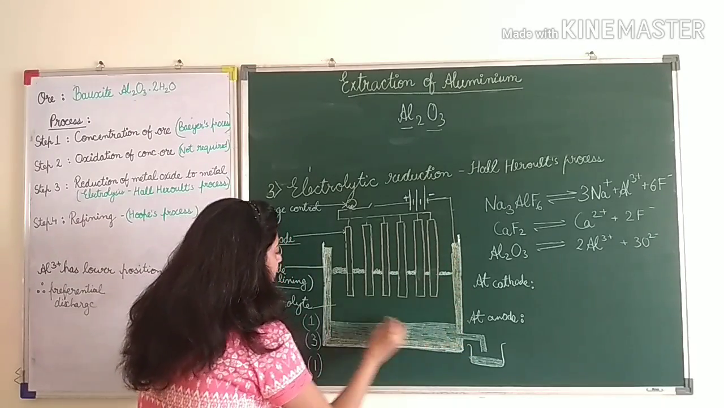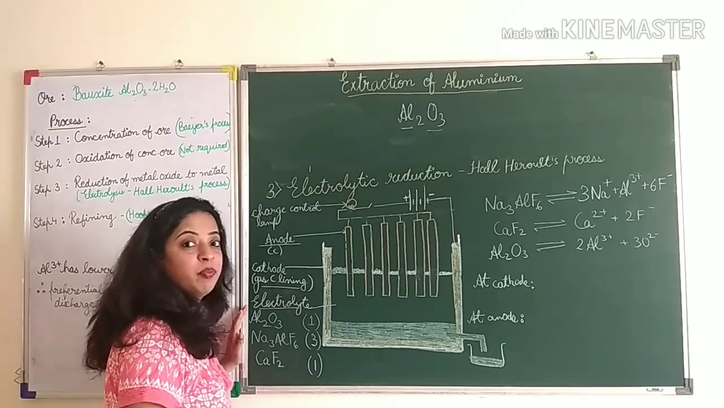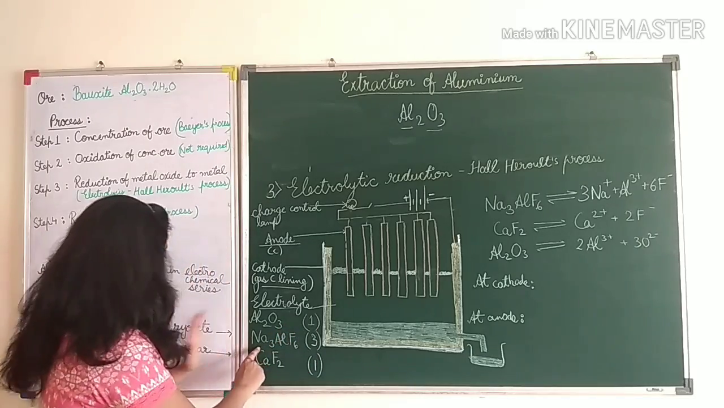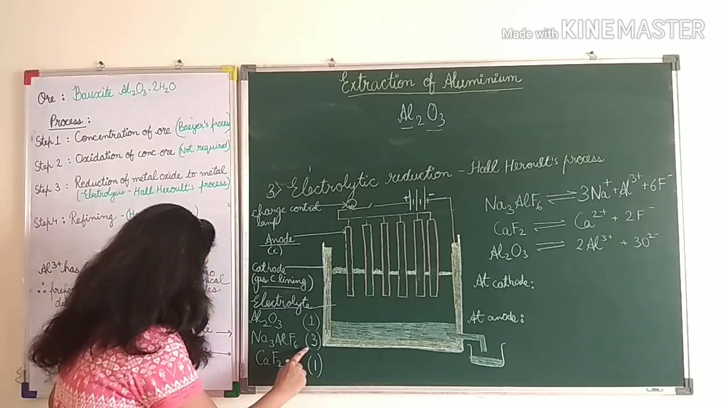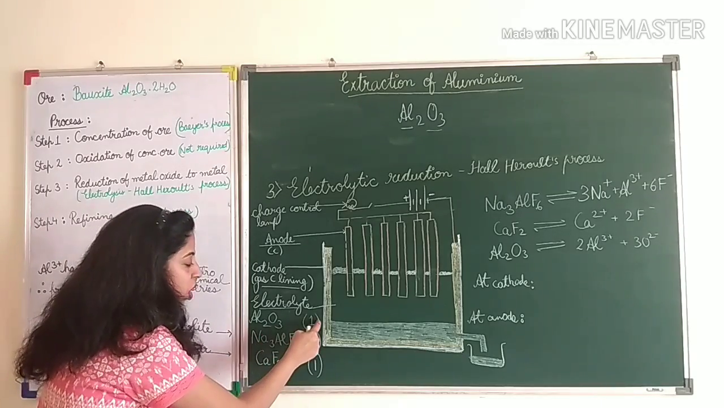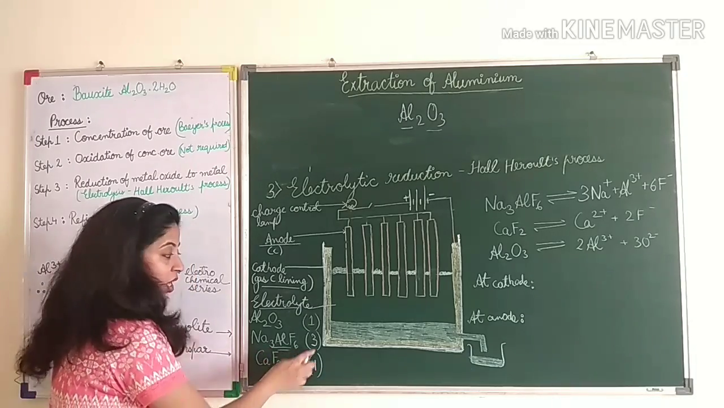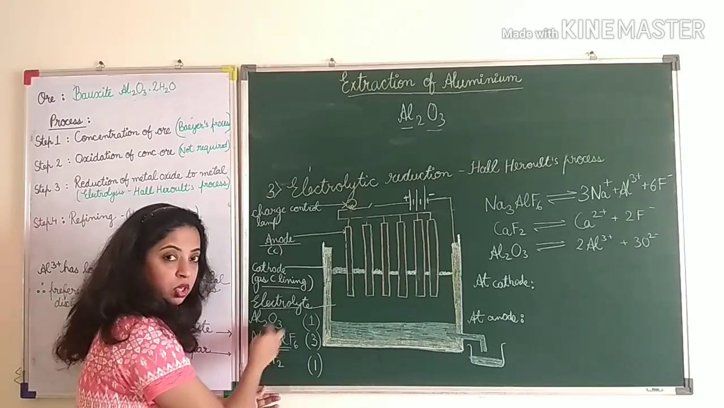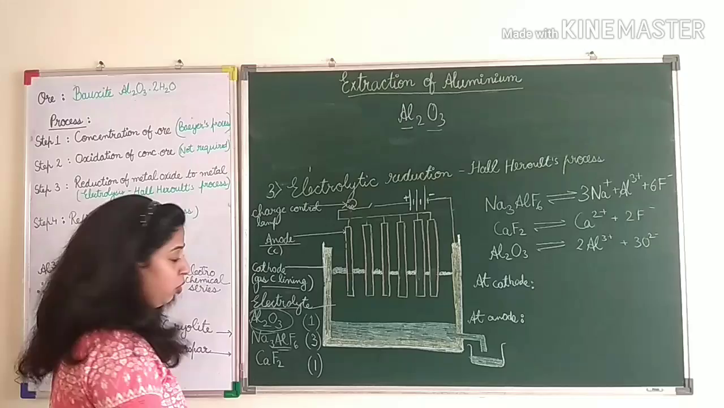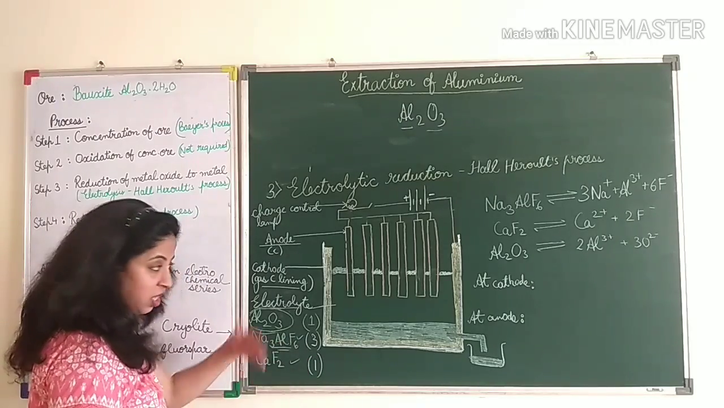Now in this we have taken the electrolyte. Please pay attention here. The electrolyte is a mixture of three things. First is your alumina. Next is cryolite, Na3AlF6, and then fluorspar, CaF2. All three of them are taken in the ratio 1:3:1. So the maximum part that we have taken is cryolite. I will explain the function of all three of them later on. From Al2O3 we have to take out our aluminium. So we have added these two extra here. I will tell you why I have added these two extra later on.